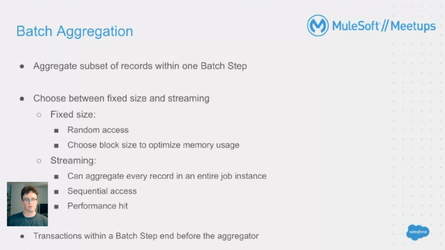I think the last thing I had on this, one more thing to be aware of here is that transactions within a batch step end before the aggregator. So there's sort of two pieces to this. One is that you can have a transaction within a batch step. MuleSoft allows you to set up transactions pretty easily using the try scope. A transaction, for anyone who might not know, is basically a set of operations that you declare has to either succeed together, or if one fails, they all fail.